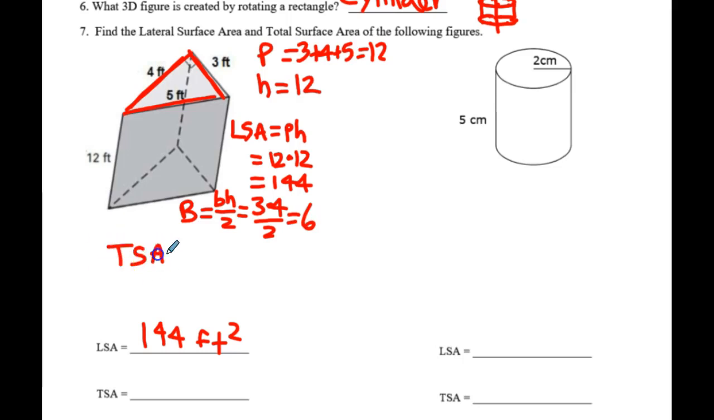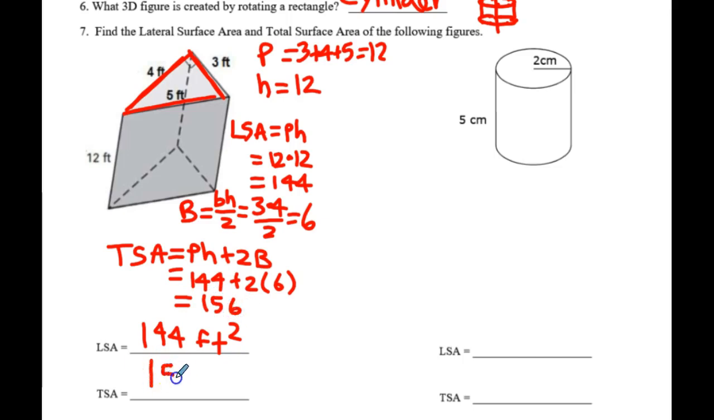So TSA equals pH plus 2B. We already know pH is 144 plus 2 big B, which is 6. 144 plus 2 times 6 is 12, is 156. So we get 156 feet squared.